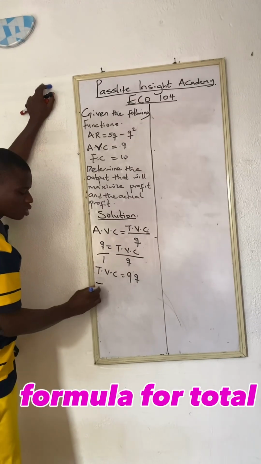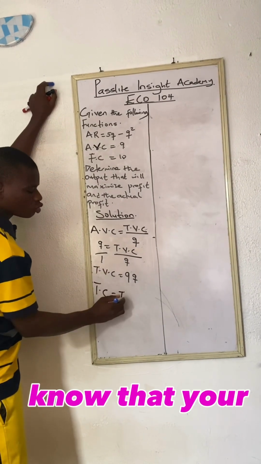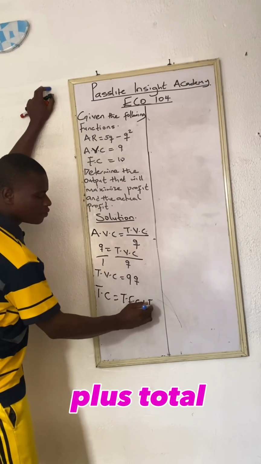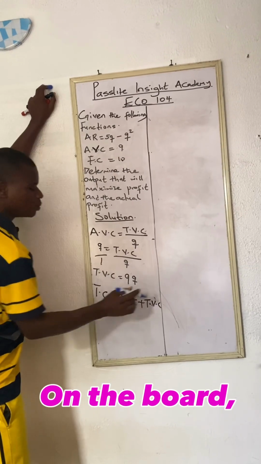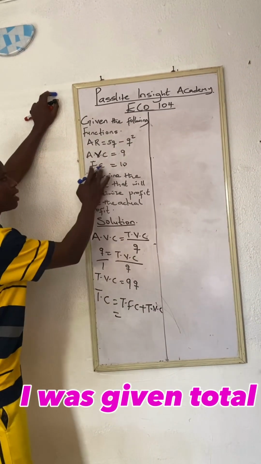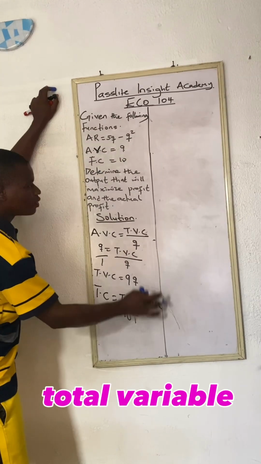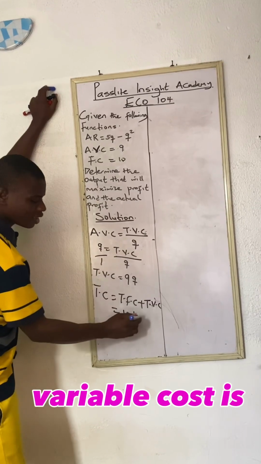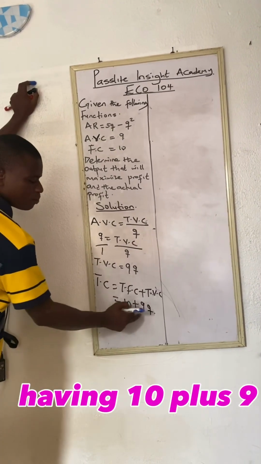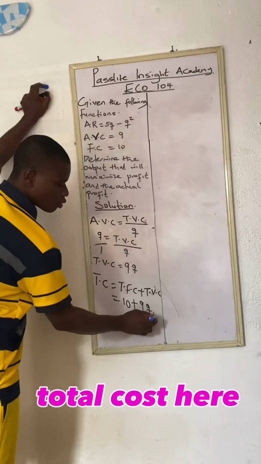Then what is the formula for total cost? Total cost, let us know, is total fixed cost plus total variable cost. On the board now, what is your total fixed cost that was given? Total fixed cost is 10. What is your total variable cost? Your total variable cost is 9Q. So here we are having 10 plus 9Q. So that is our total cost here.